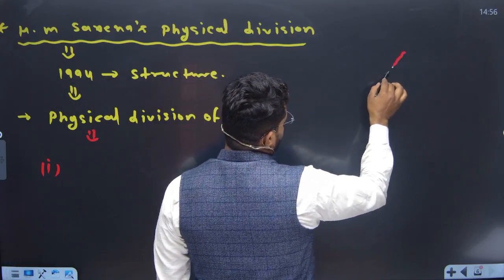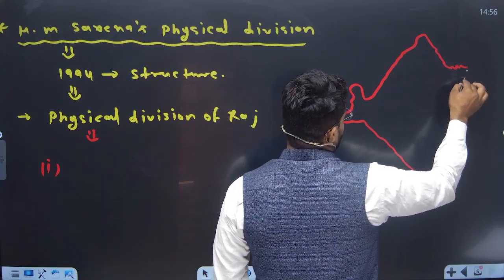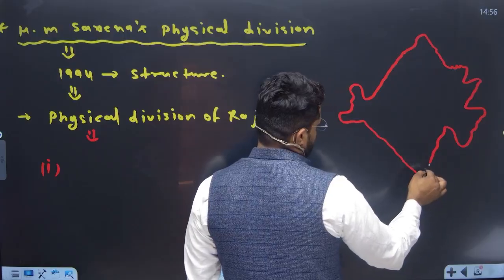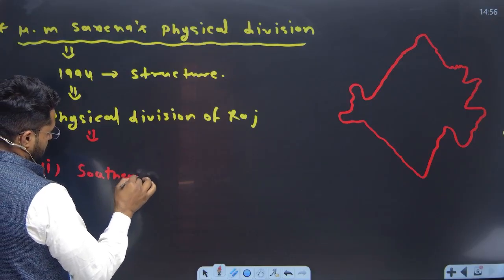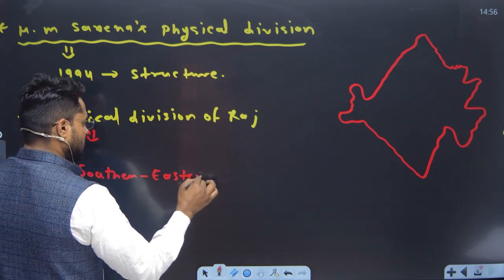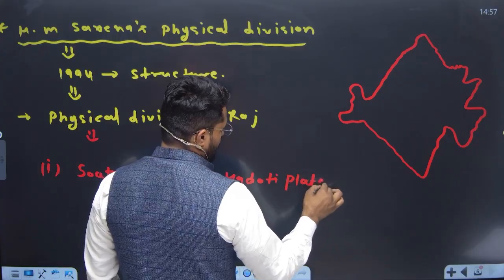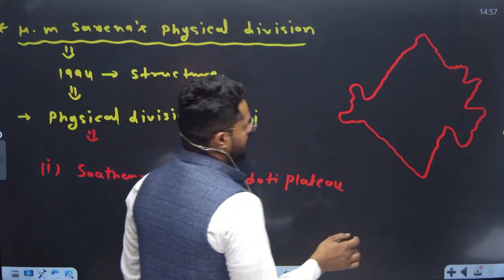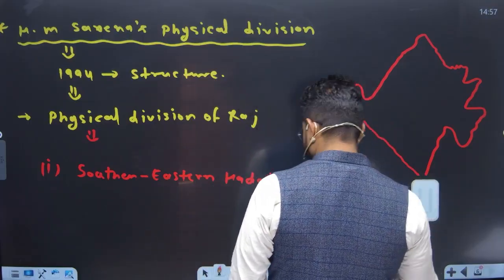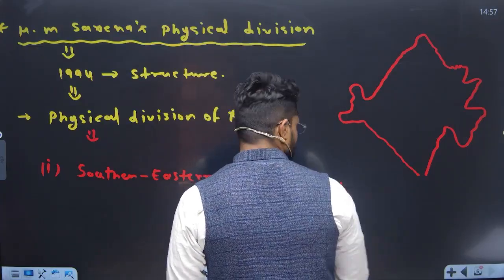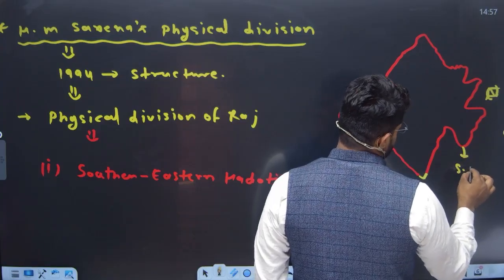Now come to our point. Hari Mohan Saxena's physical division: on the basis of structure, he divided Rajasthan into 4 parts. And which are the 4 parts? First is the southeastern Hadoti Plateau. This is the south side of Rajasthan, the east side, and the southeast side of Rajasthan.